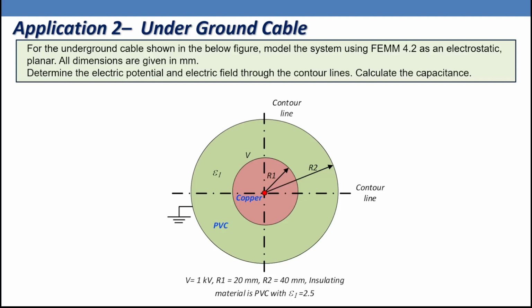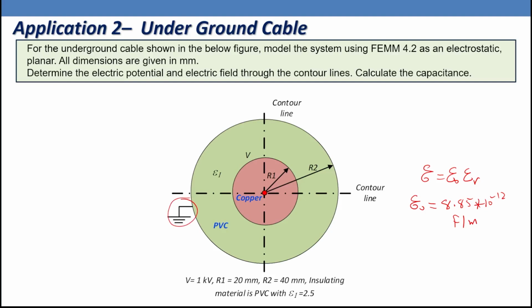So if we look at the problem, we have here R1 is the inner radius, R2 is the outer radius, and we have insulating material, PVC material with permittivity epsilon 1 equals 2.5. So please don't forget that the permittivity epsilon equals epsilon node times epsilon R. Here epsilon R equals epsilon 1, but epsilon node is the permittivity of air, equals 8.85 times 10 to the power minus 12 farad per meter. The cable has 1 kilovolt, so the voltage for this cable is 1 kilovolt, and the conductor here is a copper conductor. Definitely this point is connected to the ground, so we are going to simulate that one.